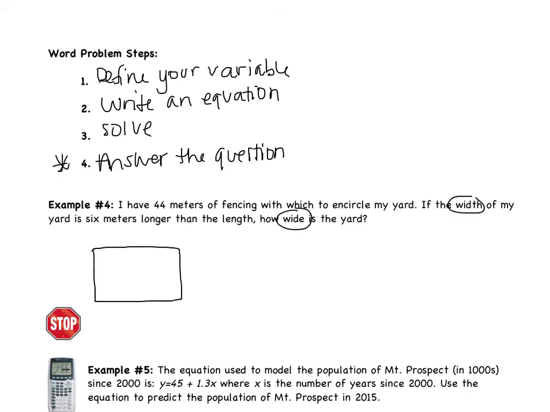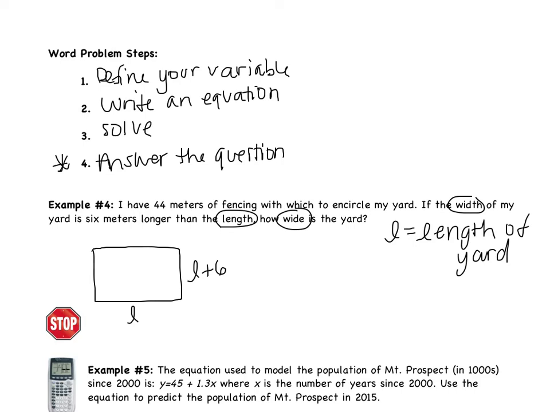It's talking about width, and it's talking about length. So it says the width is 6 meters longer than the length. Because it's comparing width to length, I'm going to define L to be the length of the yard. And I'm going to mark that length. Now it says the width is 6 meters longer than the length. So you have to take the length, and then it's 6 meters longer than that. So I'm going to add 6.